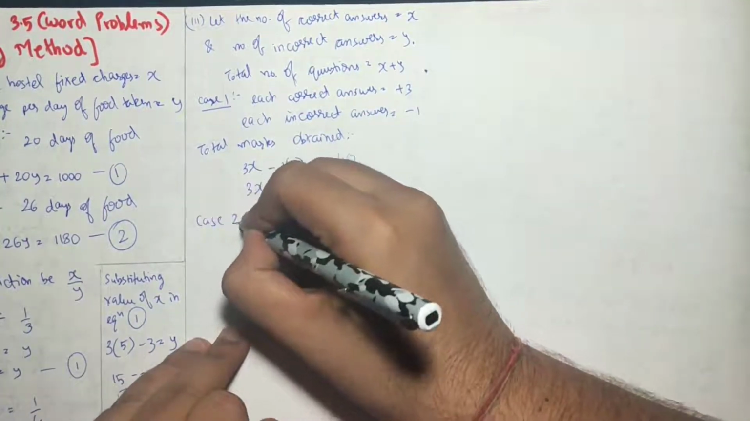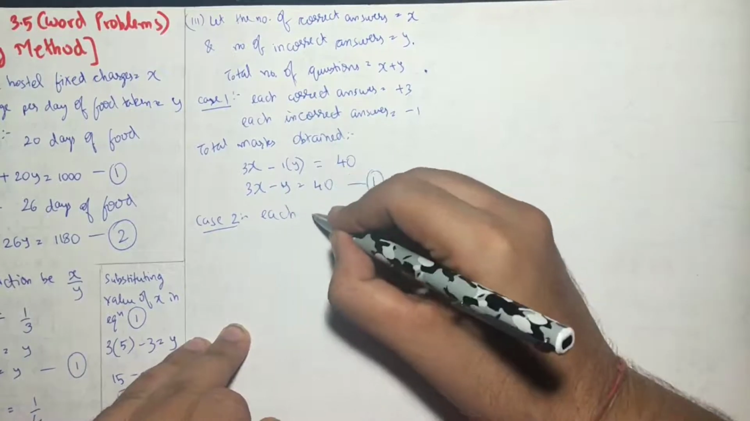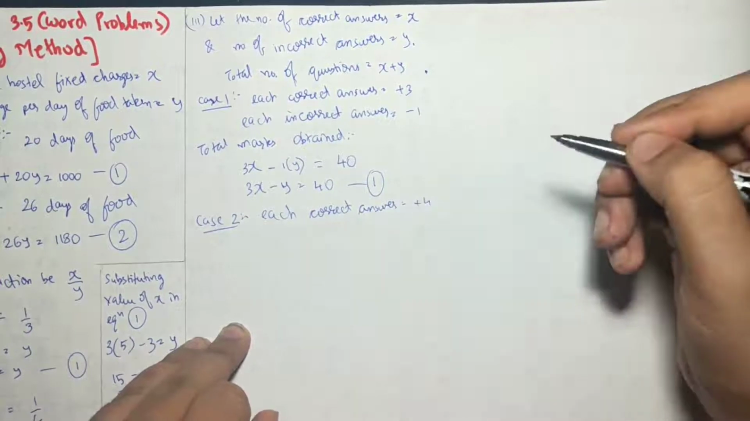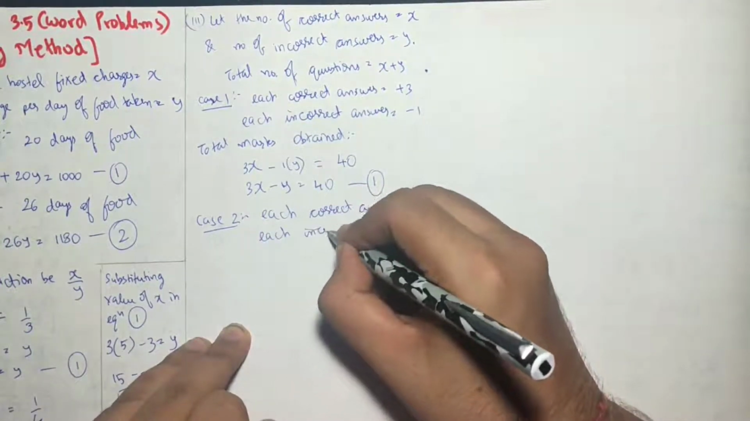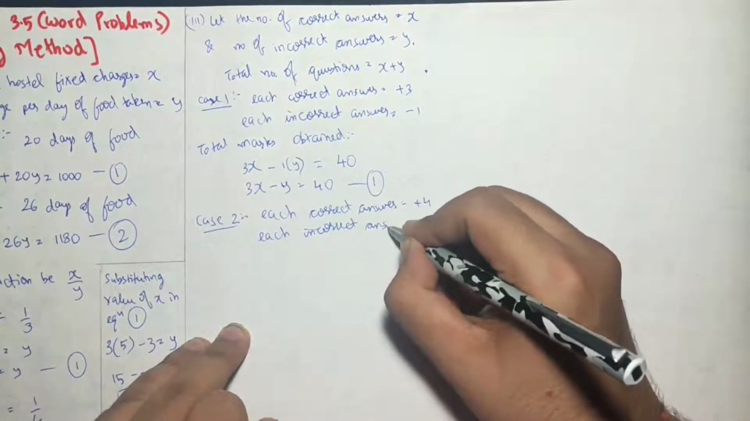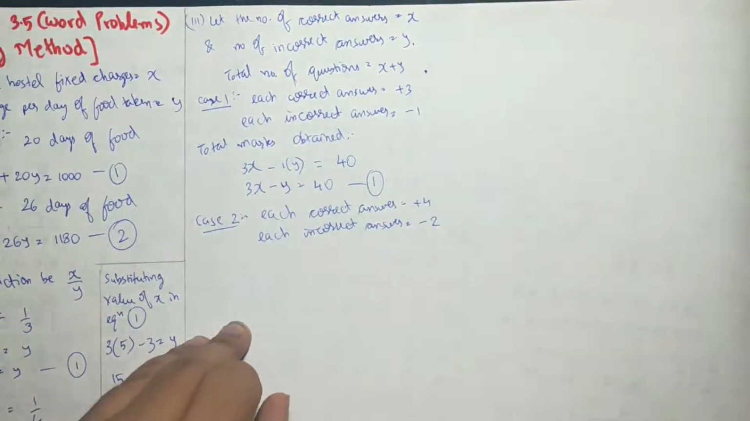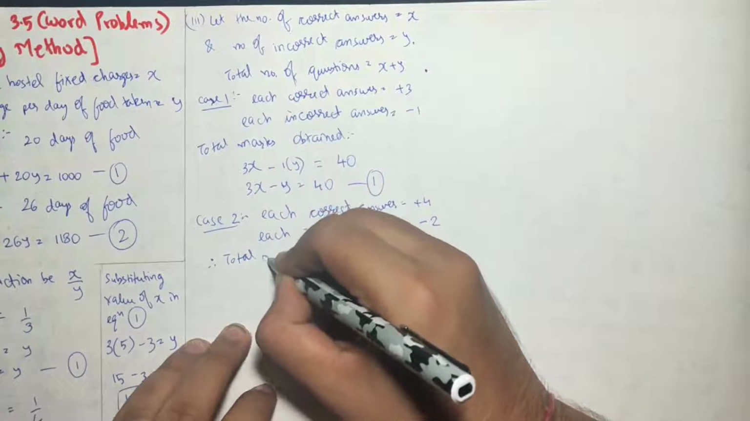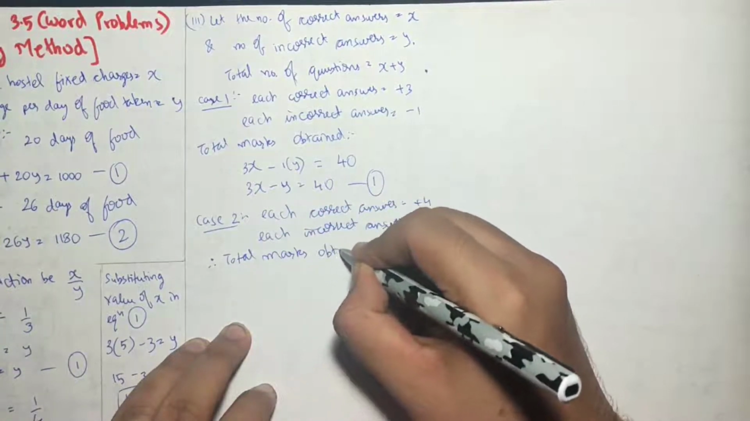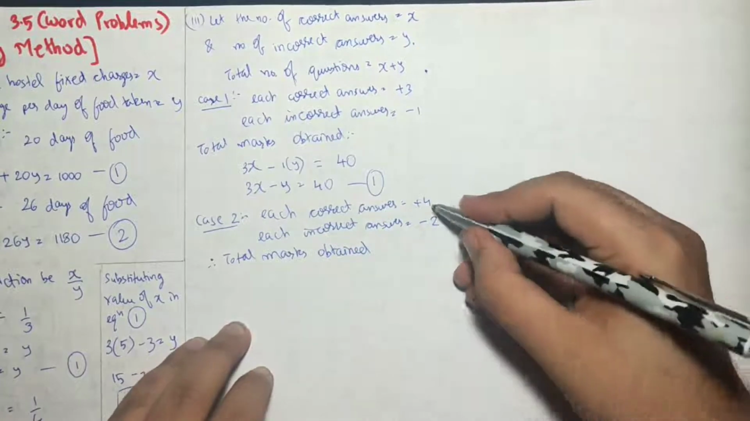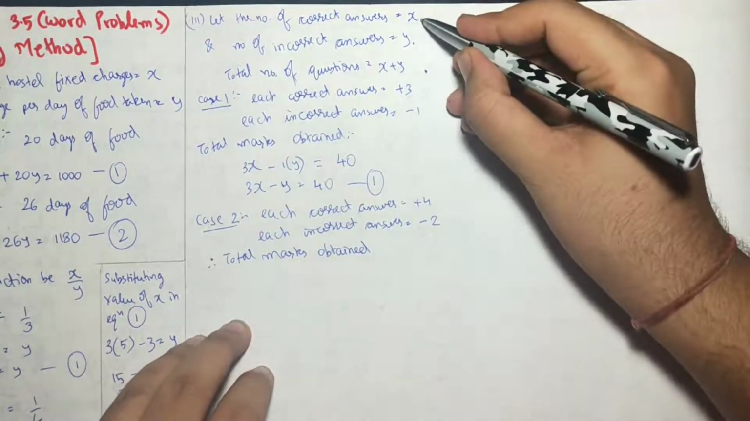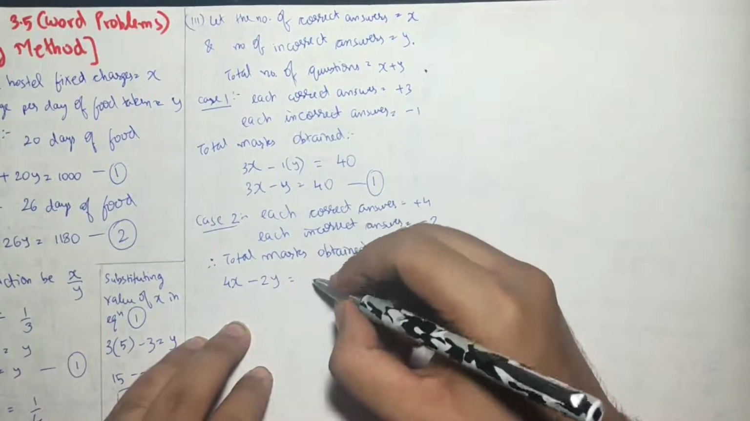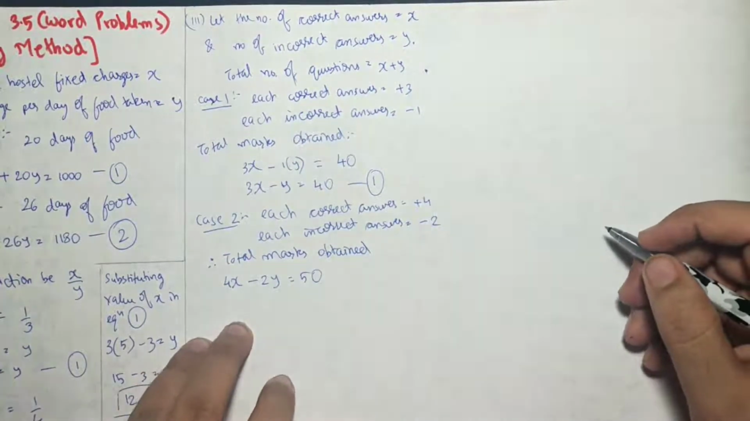Case 2. In case 2, each correct answer is plus 4 and each incorrect answer is minus 2. Therefore, the total marks obtained will be: 4 marks is given for each correct answer and the total number of correct answers is x, so 4x minus 2y, and the score would have been 50.